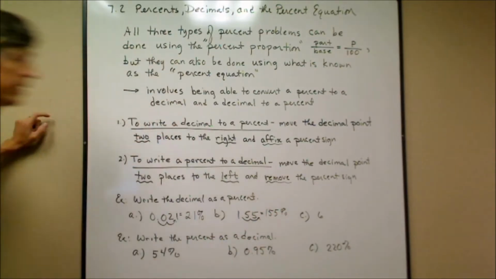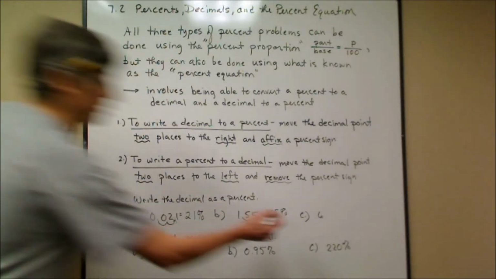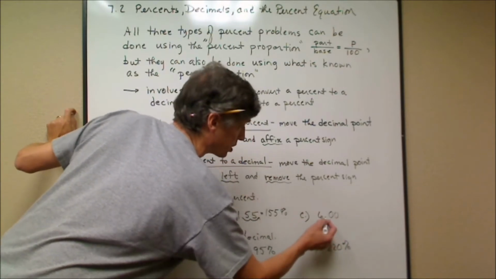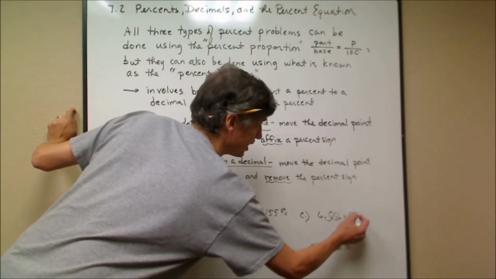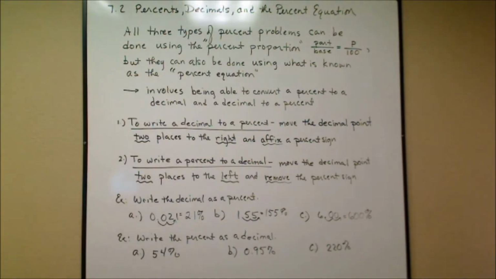155%. Now, if the number that you're trying to change into a percent doesn't have a decimal point, if it's a whole number, just add the decimal point on the end and put a couple zeros here as placeholders, because I'm going to move it 2 places to the right, and that's going to give me 600%. So it's very simple to change a decimal to a percent. Just as easy to change a percent into a decimal.